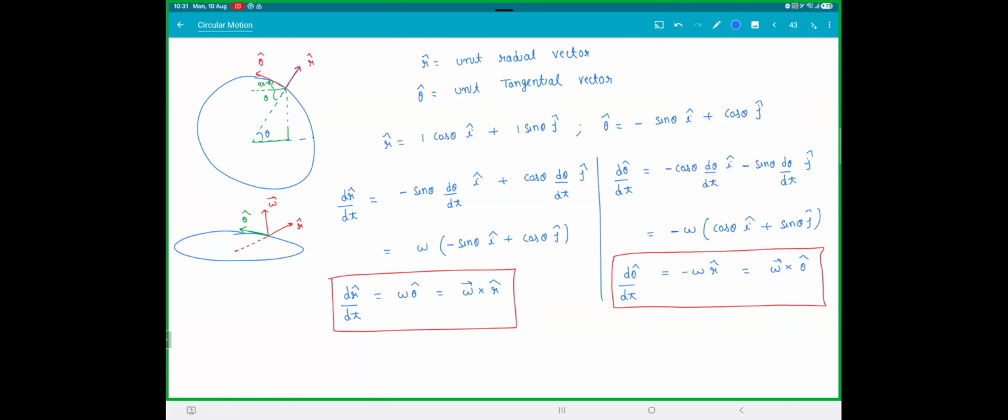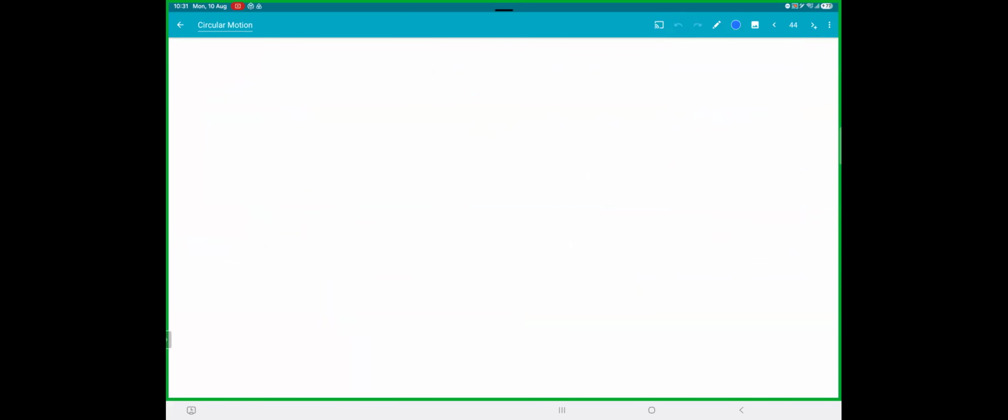And notice something. Did you notice something? When I differentiate r cap, I got omega cross r cap. When I differentiate theta cap, I got omega cross theta cap. From here, we can make an argument. Whenever you differentiate a unit vector, you get omega cross that particular unit vector. So now we can write it in more general form.